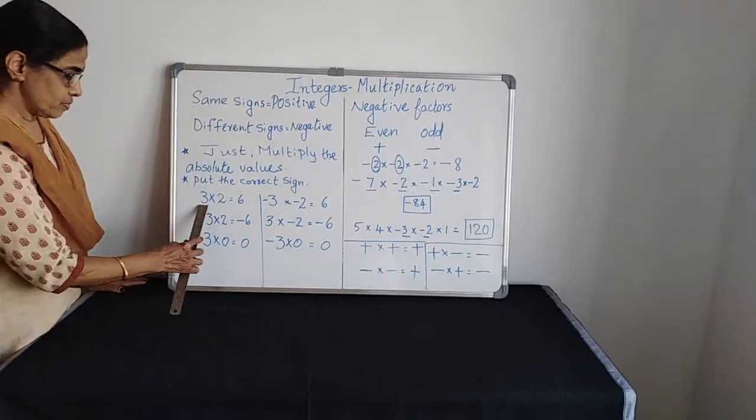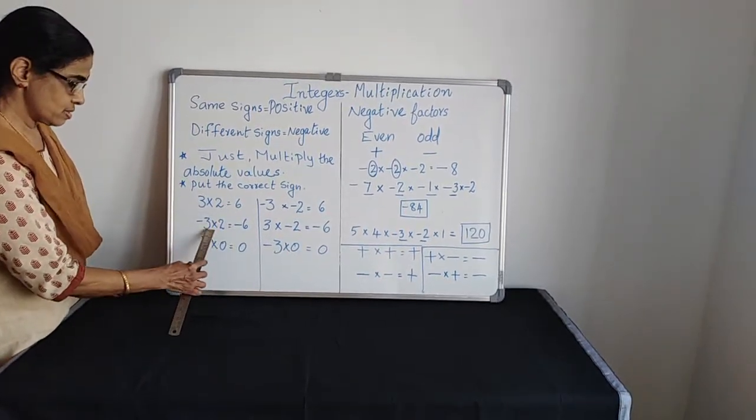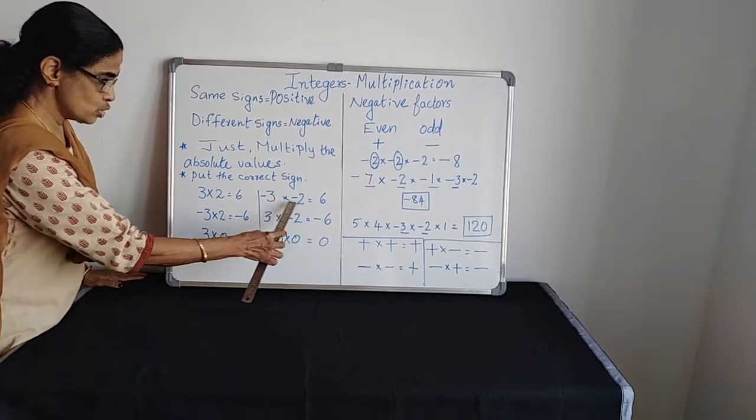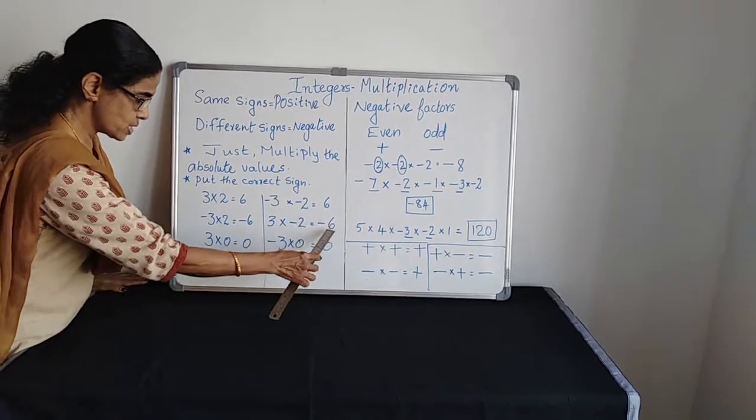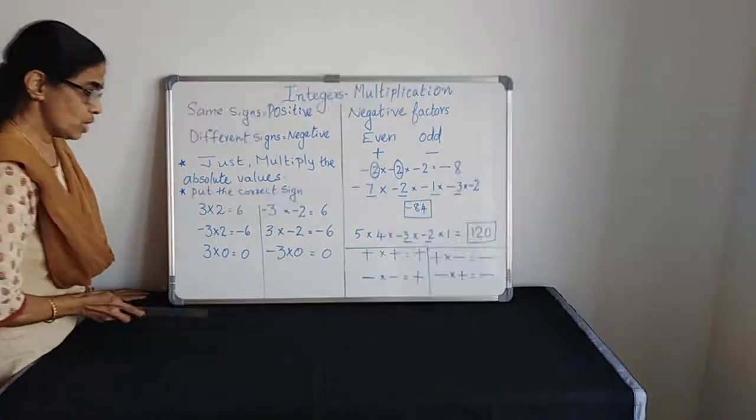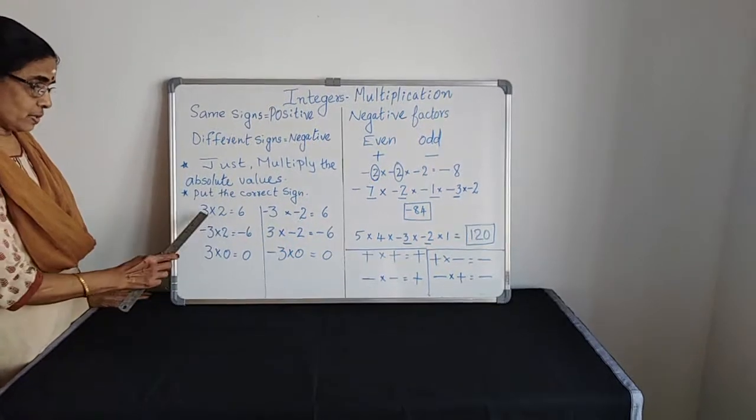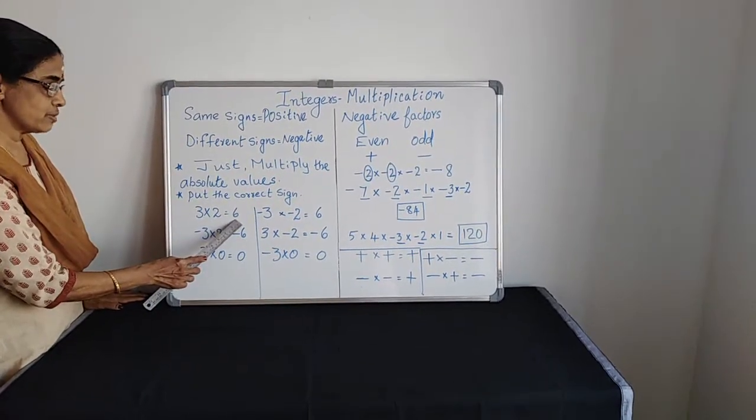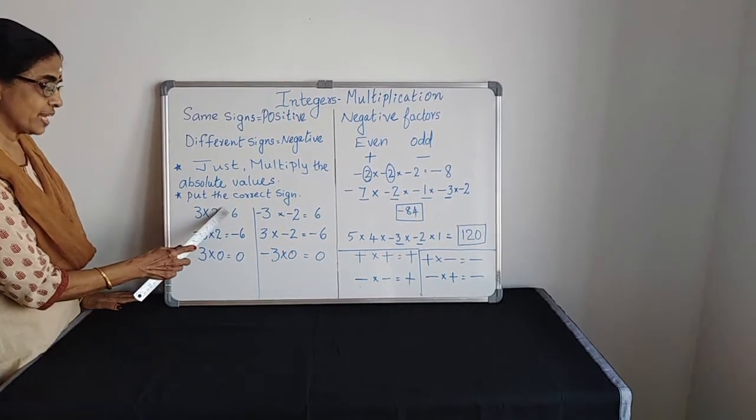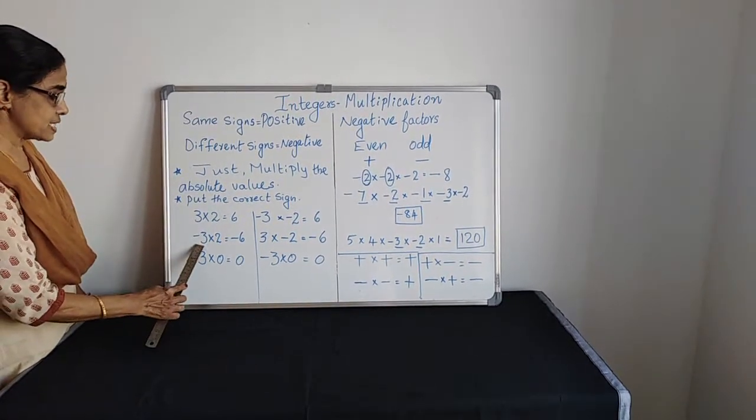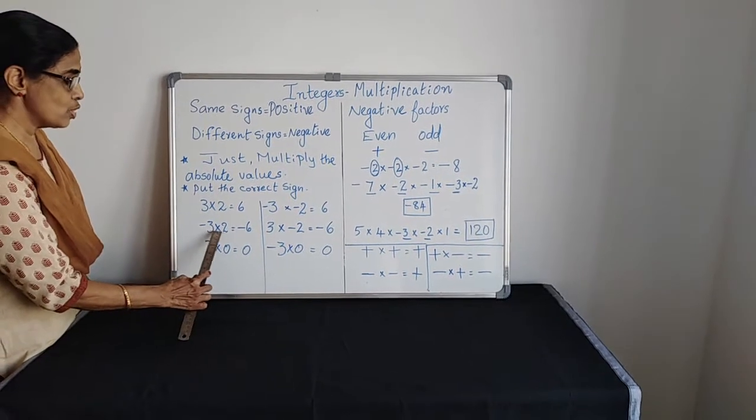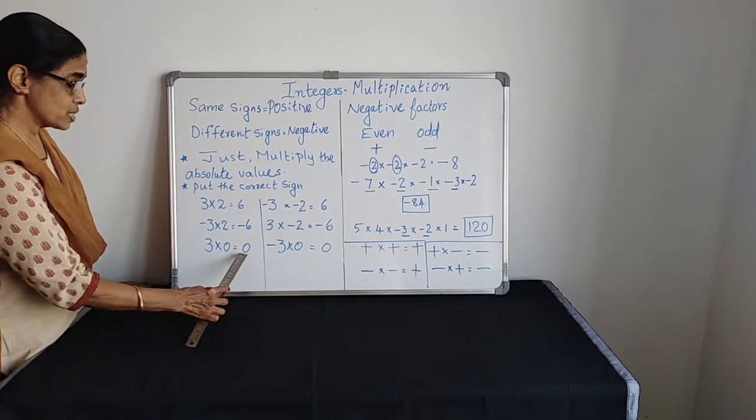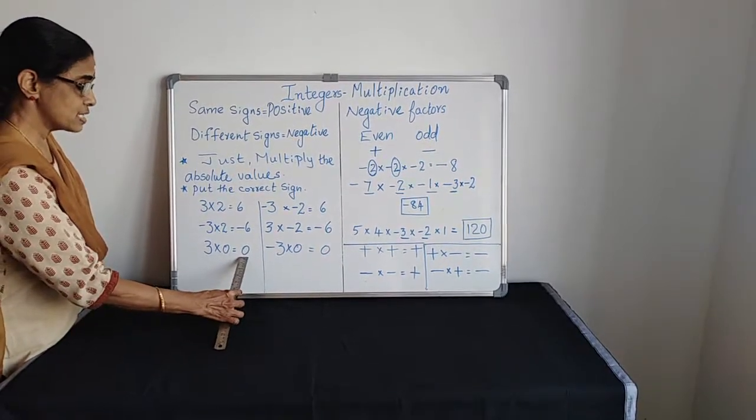Here, 3 into 2, 6. 3 times 0, 0. Now we are going to decide the sign. Positive, positive, same sign, so the result is positive. Normally we don't write the positive sign. Here, one is negative, one is positive, so the result is negative. 3 times 0, 0. 0 is neither negative nor positive.